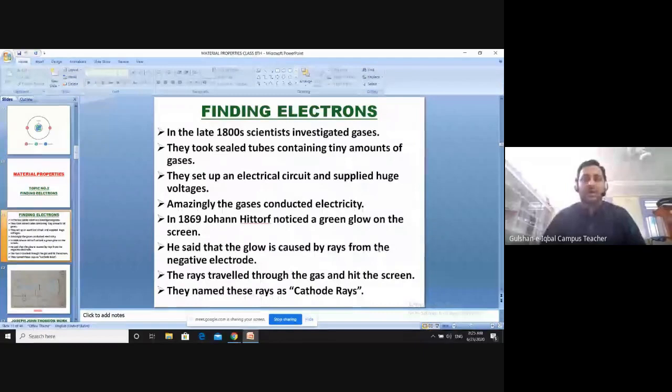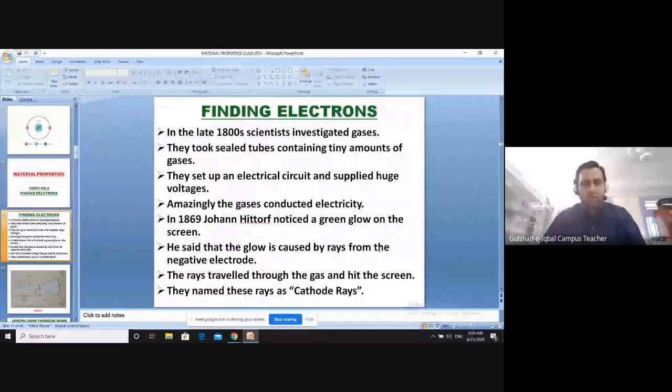In the late 1800s, scientists investigated many gases, and after that they performed an experiment in a closed tube, a discharge tube, and supplied it with an electric current. When huge electrical supply and voltages were applied, they amazingly saw that the gases conducted electricity. In 1869, a scientist, John Hittorf, noticed that a green glow appeared on the screen. You have seen in the video that when it was striking the screen, it was glowing green.